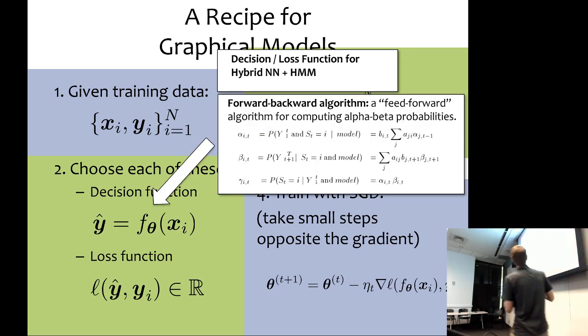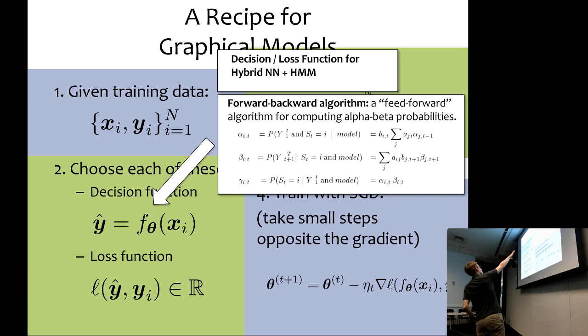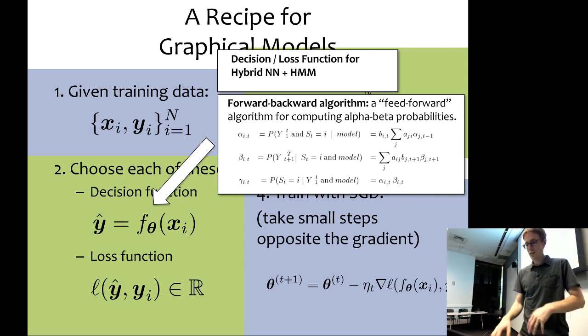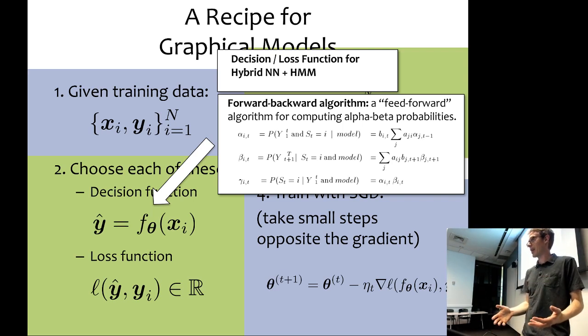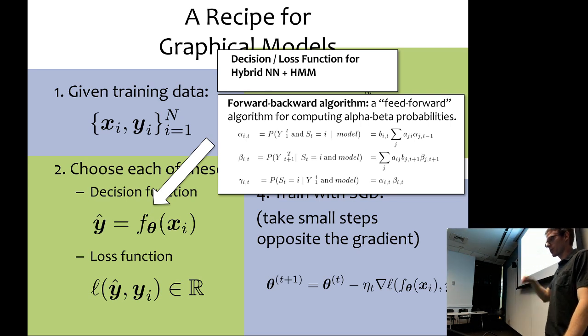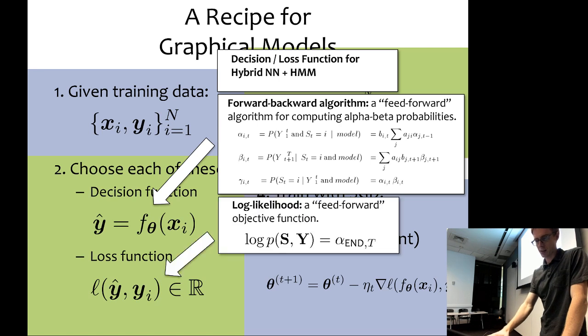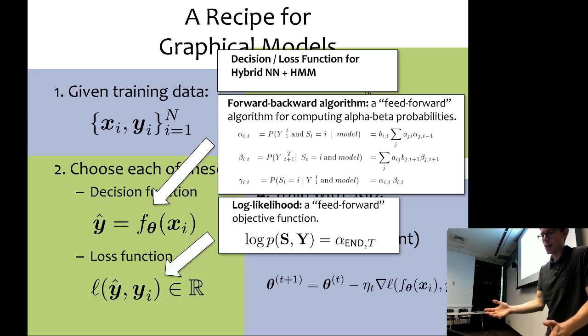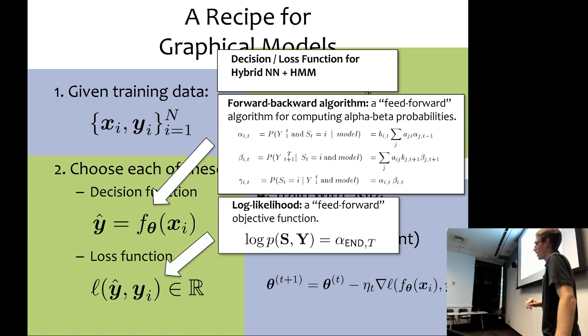So you can essentially say that the decision function you're using in this hybrid neural net HMM combination is just some really complex differentiable function. And we can differentiate it easily because we just saw how to take the partial derivatives with respect to factors. Okay, and then our loss function is just the log likelihood.